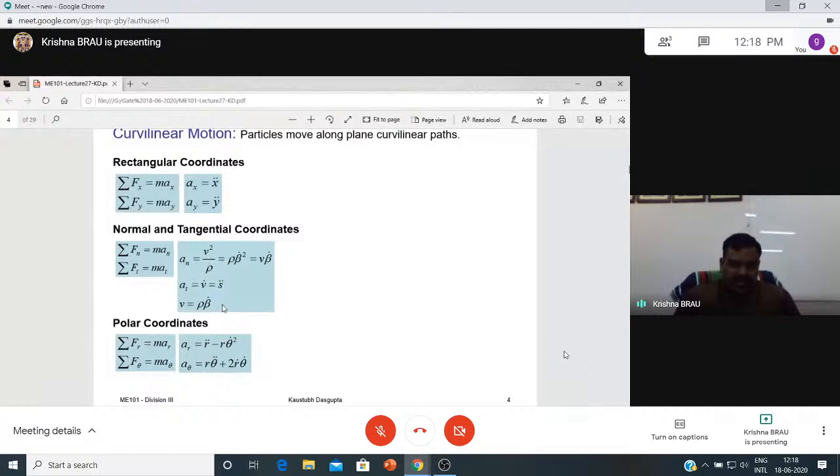Normal acceleration is v square by r. Tangential acceleration is this. This is the normal acceleration, tangential acceleration is this. Okay. Polar coordinates is radial and angular direction.